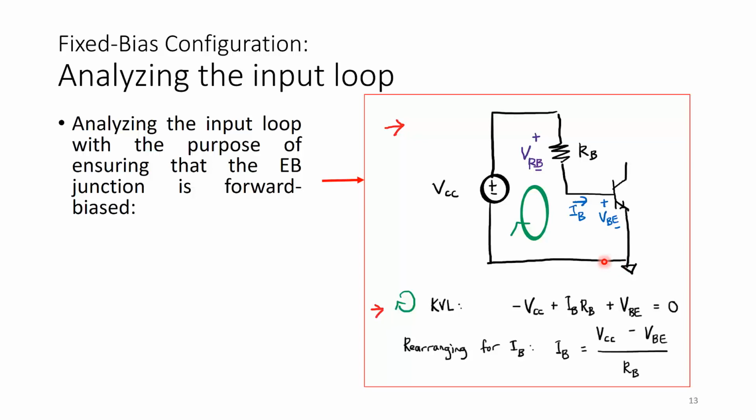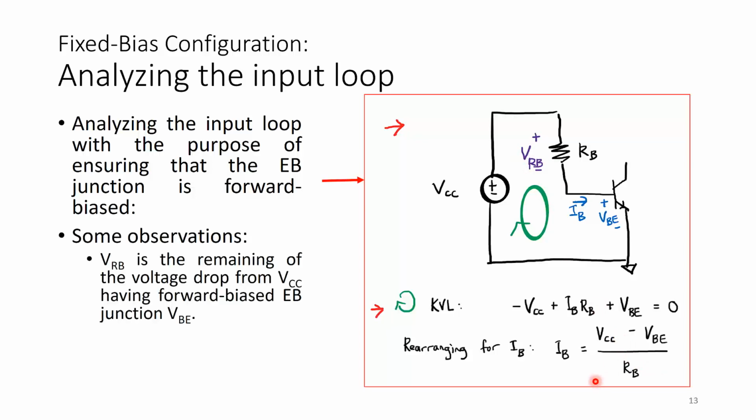If I rearrange this, IB is equal to VCC minus VBE, divided by RB. VCC is usually decided for the circuit at the beginning of the design, and you don't change it across the design because the whole circuit would require the same VCC. VBE depends on the material of the BJT device itself, which is around 0.7 volts. And RB is your design parameter. So some observations: RB is the value that sets IB.